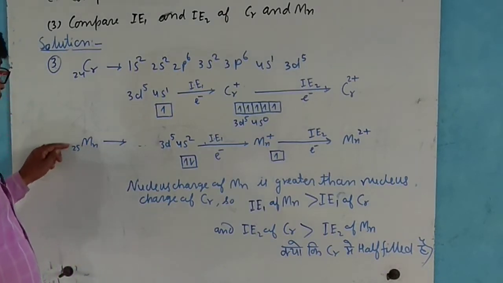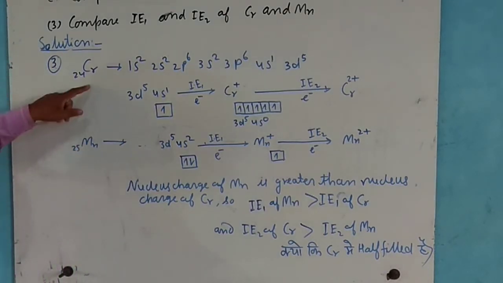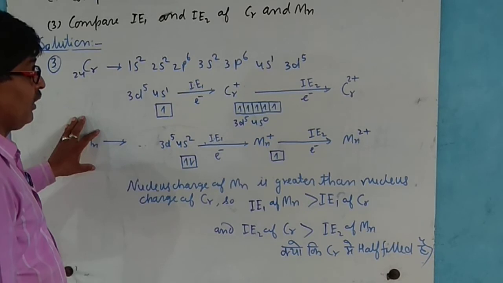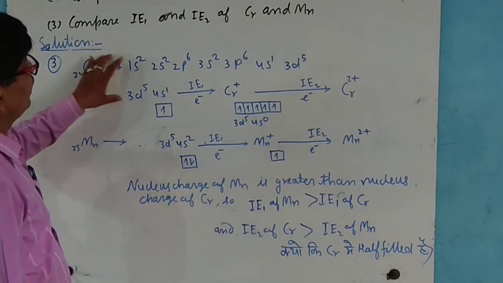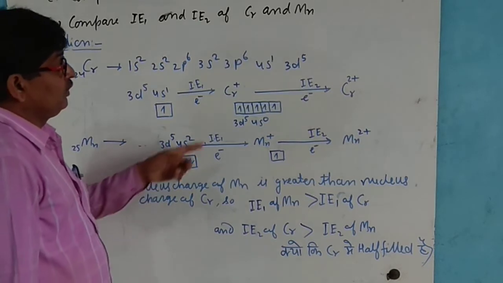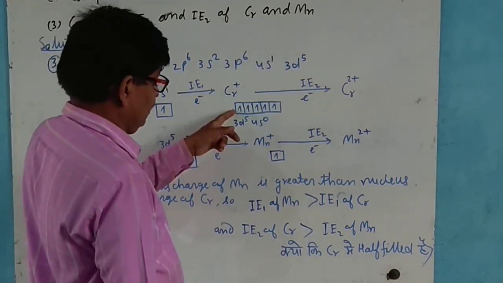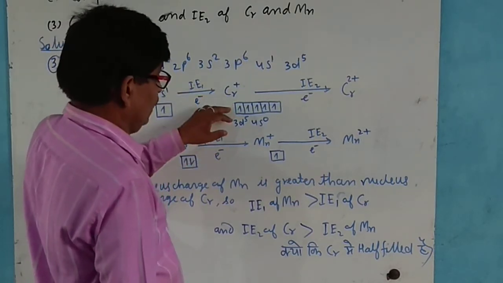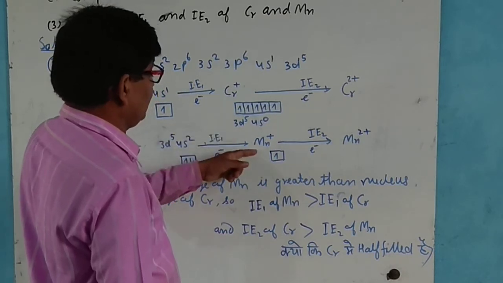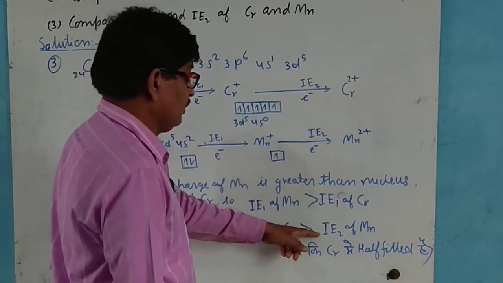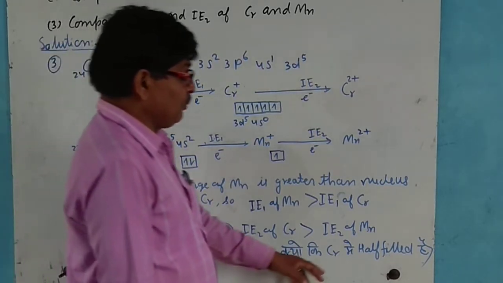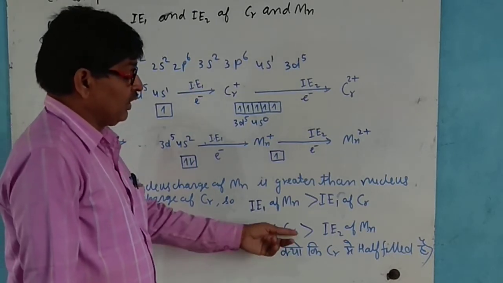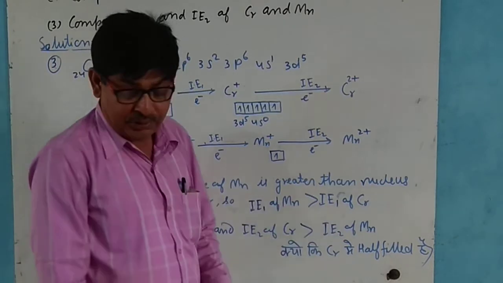nuclear charge of Mn is greater than chromium, so the first ionization energy of Mn is greater than the first ionization energy of chromium. But due to the half-filled 3d5, the second ionization energy of chromium is greater than the second ionization energy of manganese, because chromium is half filled. So the second ionization energy of chromium is greater than the second ionization energy of Mn.